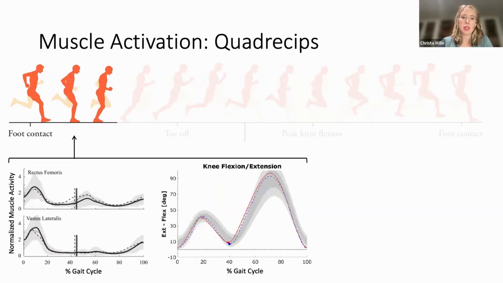If we take a closer look at the quadricep muscles, again, we see those muscles most active during that 0 to 20% of the gait cycle here. And in that case, the quads are active here as the knee is flexing. So we're seeing an eccentric quad activation as the quads are helping to absorb that energy at initial contact and into and through that mid stance portion.